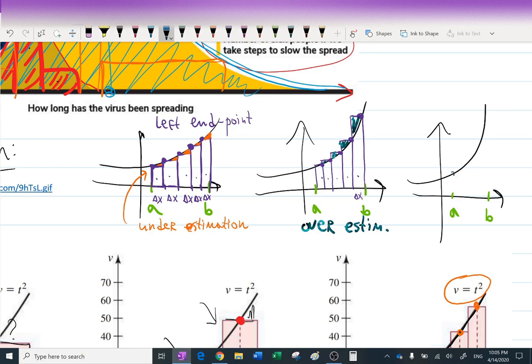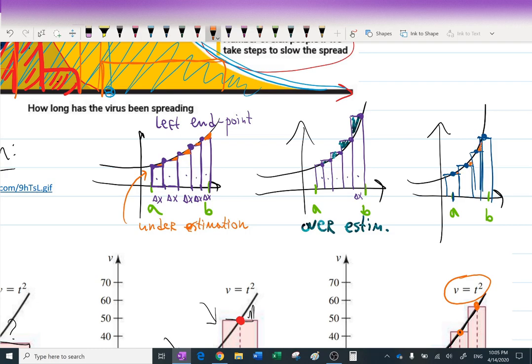So let's do midpoint. Midpoint looks like this. Touch the point at A, go to the left, go to the right, and create a rectangle. Next one, and create a rectangle. Next one, and create a rectangle. Next one, and create a rectangle. So here, the middle. Now we have a little bit out and a little bit missing.